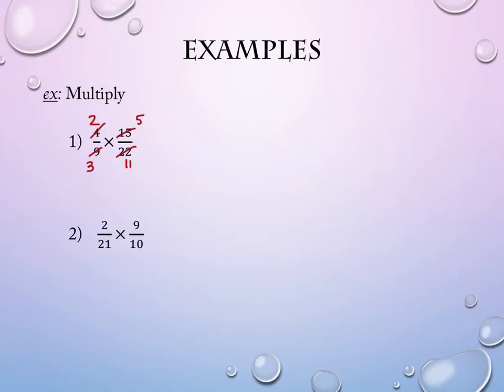The wonderful thing that happens if we reduce right now is that once I do my multiplication here, I know my answer will already be in reduced form because I've done all the reducing at the beginning. So 2 times 5 is 10. 3 times 11 is 33. Okay, so that's option number 1 from the previous slide. Let's do 4/9 times 15 over 22.